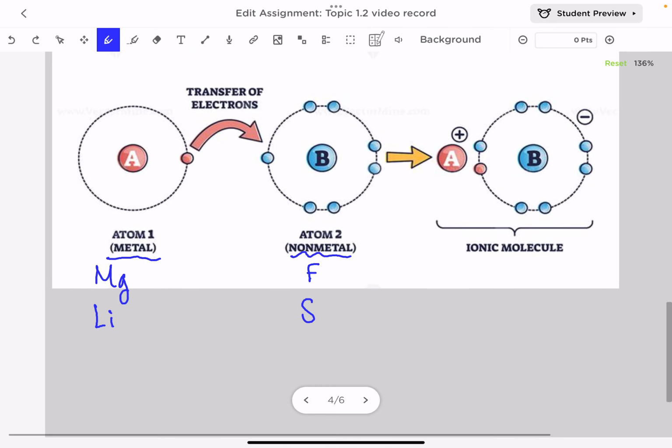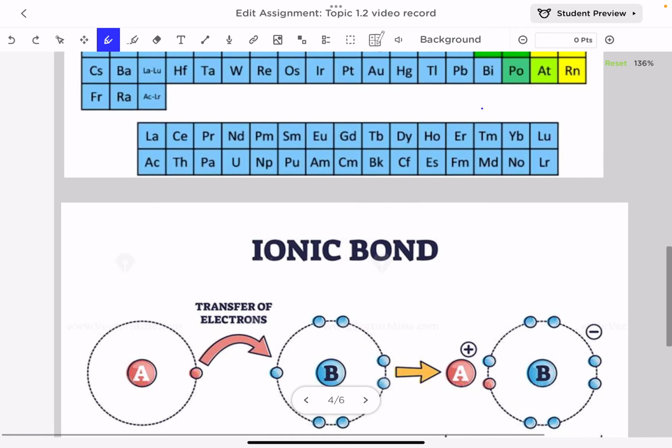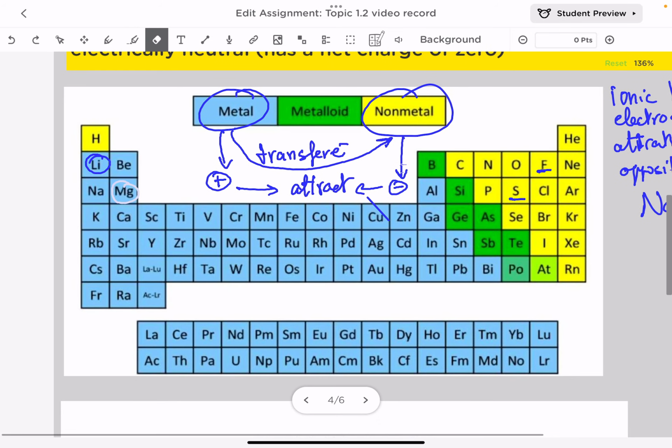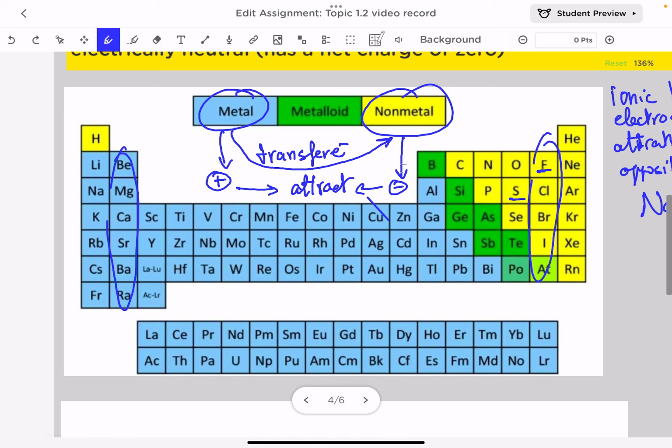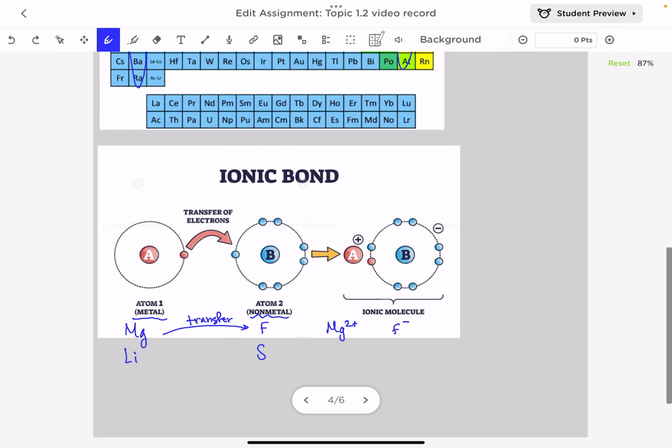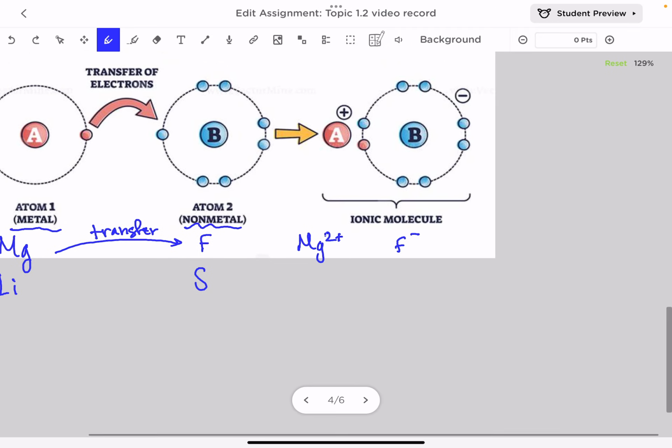What's going to happen in here? Magnesium is going to lose electrons and transfer them to fluorine. Magnesium is going to turn positive and fluorine is going to turn negative. Now, why magnesium plus 2? Because magnesium is going to lose 2 electrons. It's in group 2. And F will gain 1 electron each. So here magnesium is going to transfer electrons to 2 atoms of F. Each one will become negative.